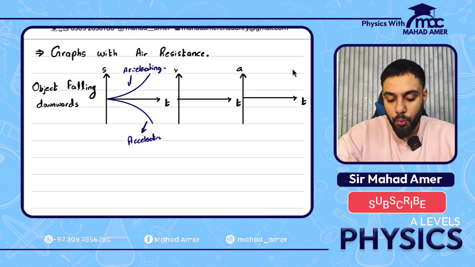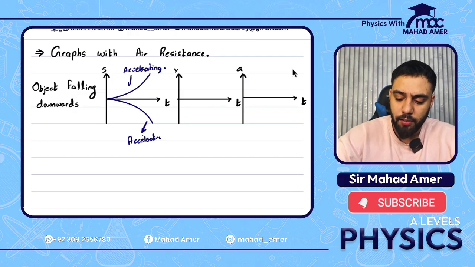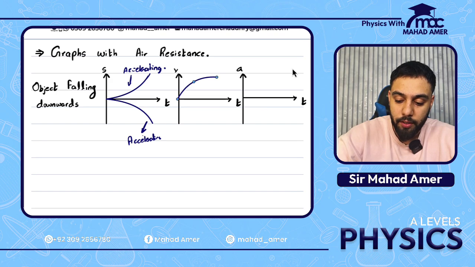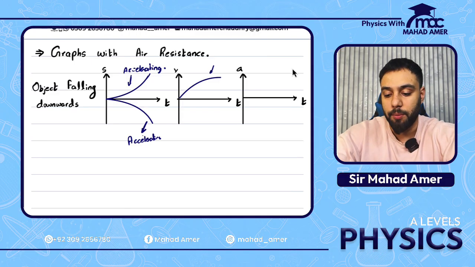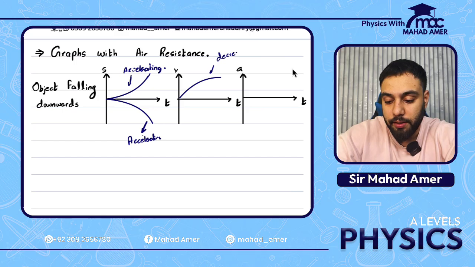All right. When it comes to a velocity time graph, the velocity time graph is going to look like this. And this point is sometimes called terminal velocity, because there's decreasing acceleration. There's no way to draw decreasing acceleration on a displacement time graph. So there's decreasing acceleration.